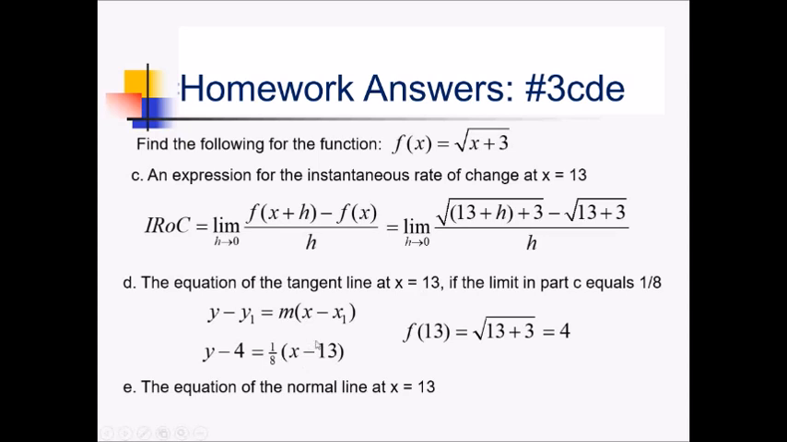There's our tangent line. Next up, they want the equation of the normal line. That's the line that is perpendicular to the tangent line. So it's going to go through the exact same point. We're still going to have y minus 4 and x minus 13. The only difference is we now need the opposite reciprocal of the tangent slope. So instead of positive 1/8, we're going to have negative 8/1, or just negative 8, to go with the y minus 4 and the x minus 13.